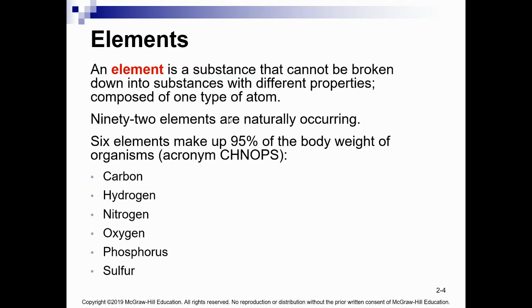Out of all those elements that are naturally occurring, 6 elements make up 95% of the body weight of all living organisms, any living organism. Those are carbon, hydrogen, nitrogen, oxygen, phosphorus, and sulfur, or as I like to refer to them, Schnapps. All living things are made up of Schnapps.